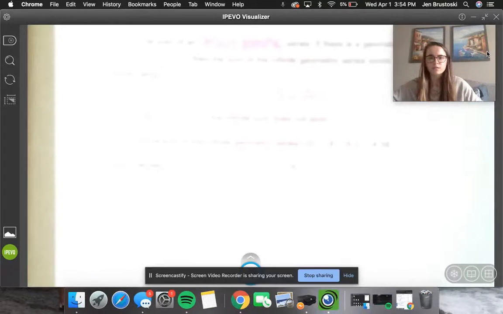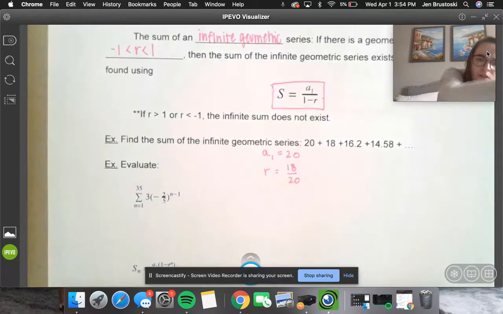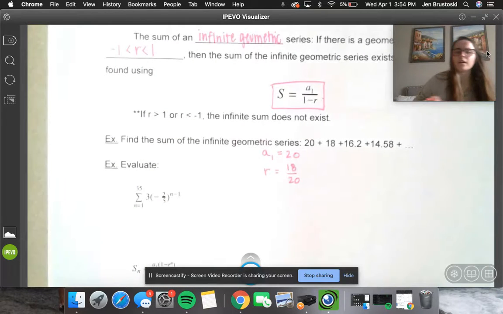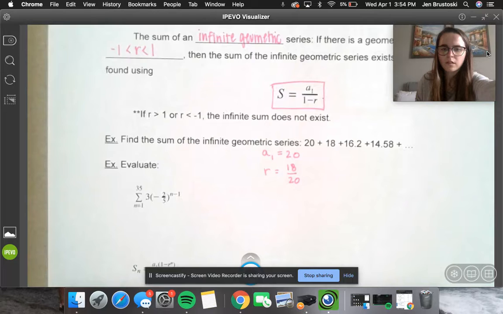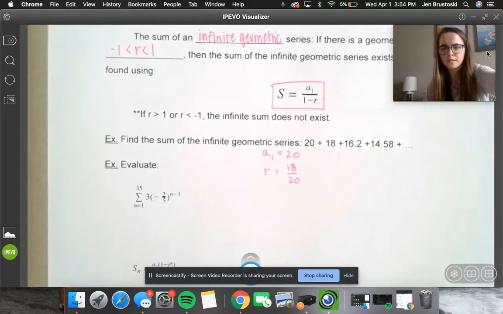Let's refocus this. I'm wondering if it's like too bright in here. Oh, that kind of helped actually. Cover that up. Okay, that helped for like 2 seconds.